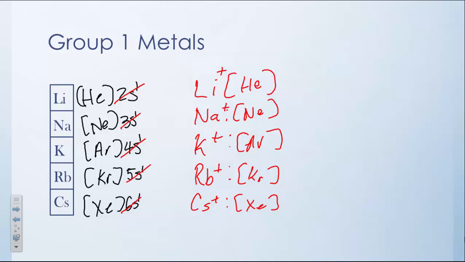And remember, as we go down the group, it's easier to remove the 6s electron than it is to remove the 2s or the 3s. So this is another depiction of why that 3s electron that we talked about for sodium is harder to remove than the 6s. So as we move down the group, the ionization energy decreases, becomes easier to remove the electron.